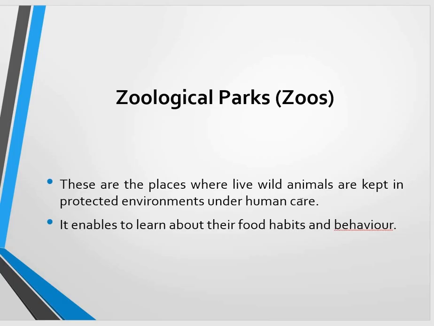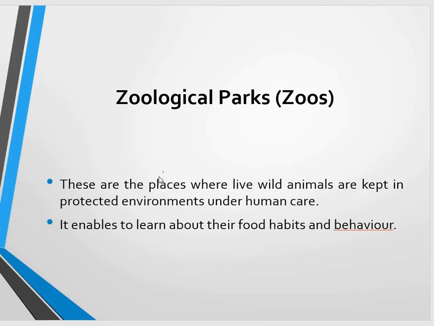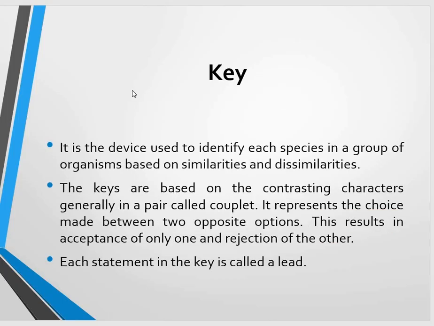And zoological parks, zoos, are a potential source for the study of classification. These areas help to learn about their food habits and behavior, and also the relationship between the different living organisms, how they behave in their natural habitat. So a good source for the study of living organisms and their categorization.